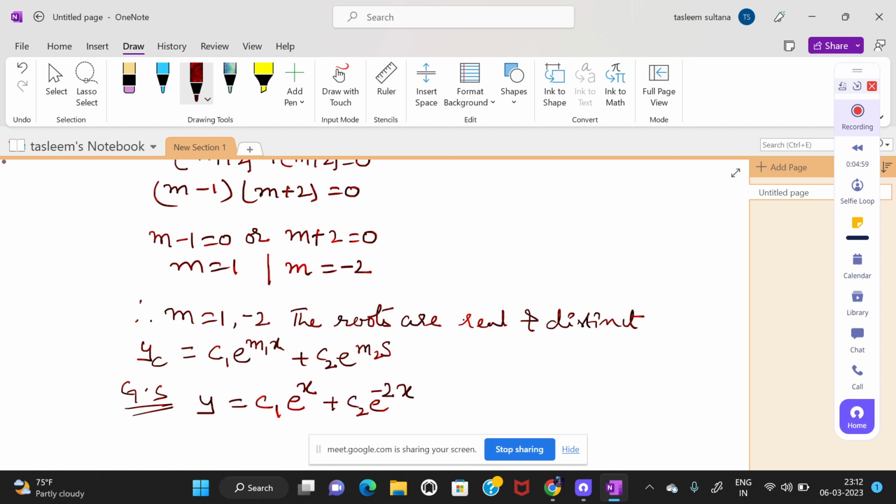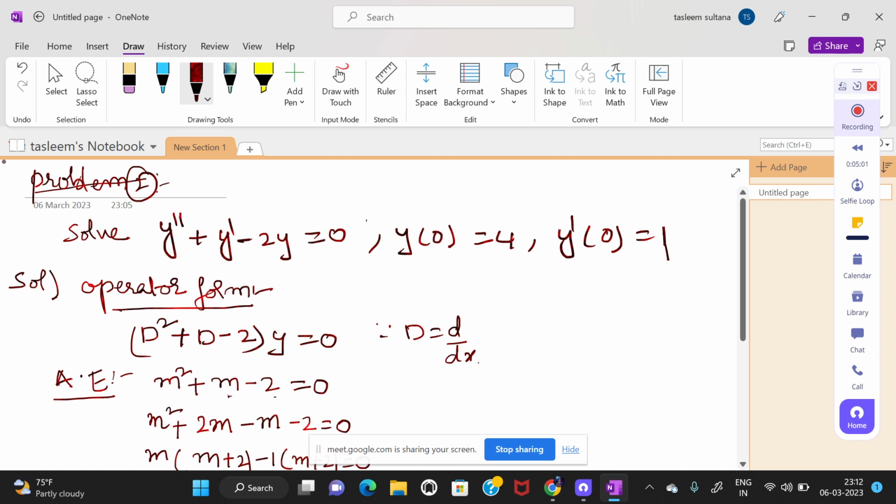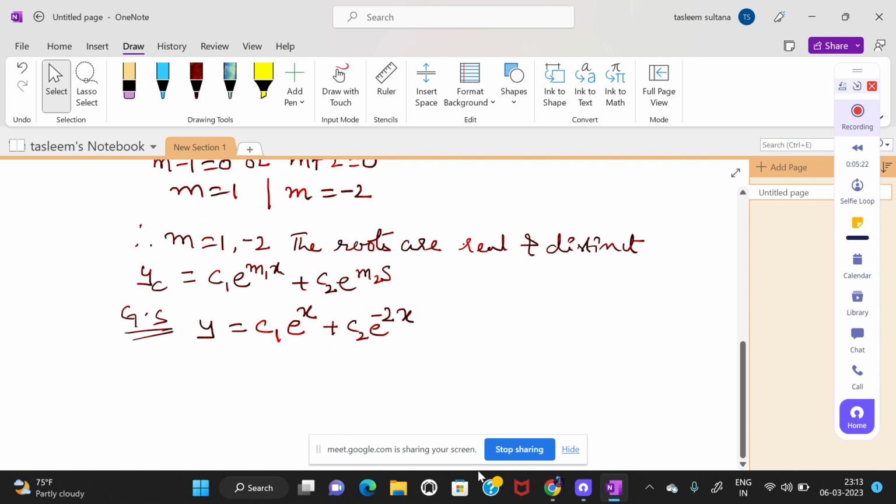They have given you the initial conditions, where y of 0 is equals to 4. That means what? Your x is equals to 0 and y value is equals to 4. Y dash of 0 is equals to 1. That means your x is equals to 0, y dash is equals to 1. So we'll make this equation as our equation number 1. There are two conditions given: one is for normal y and one more is for y dash.